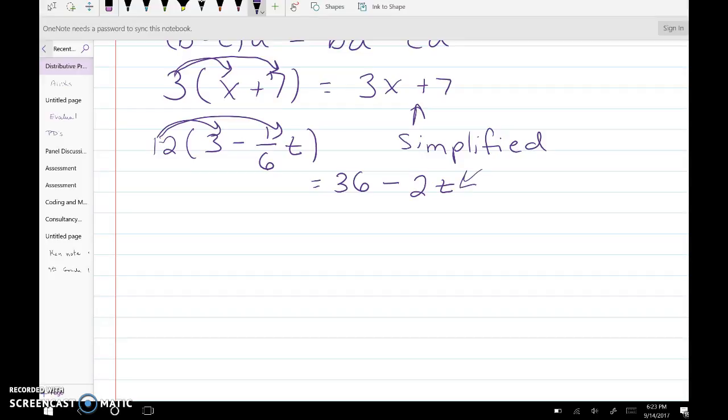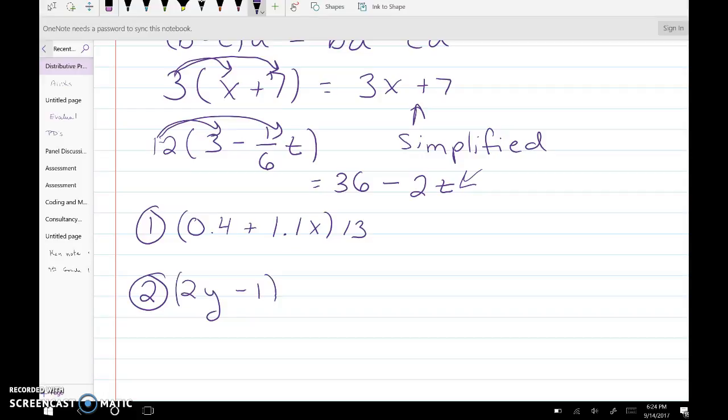Here are 2 to try on your own. 1, 0.4 grouped together with 1.1x times 13, and 2y minus 1 times negative 4. The only reason why this is in parentheses is so you see it's times negative 4, not minus 4.